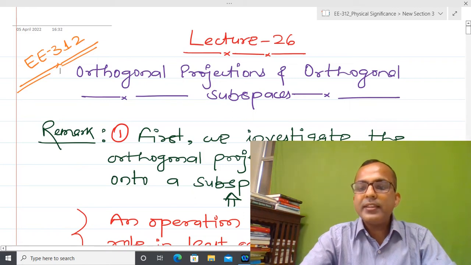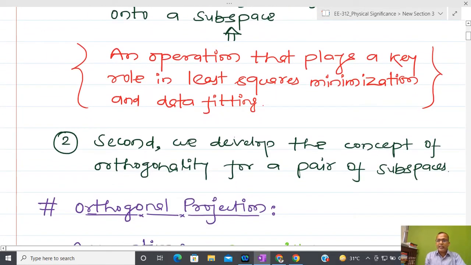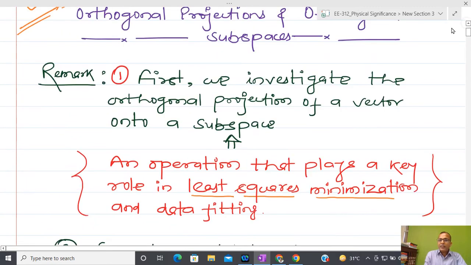Why is this very important? Because one can see in this class that this is an operation that plays a key role in least square estimation. We have already dealt with the parameter estimation problem, and at that time we used least square minimization. It is possible to show that we were doing the same thing: we have some vector and we are projecting that vector on some subspace.